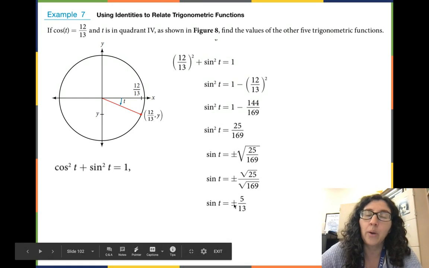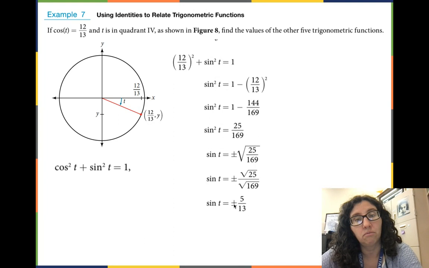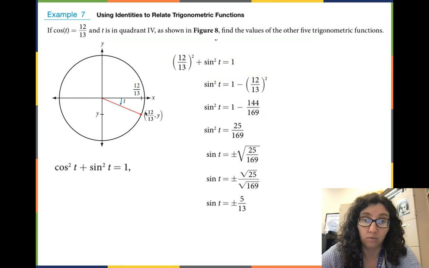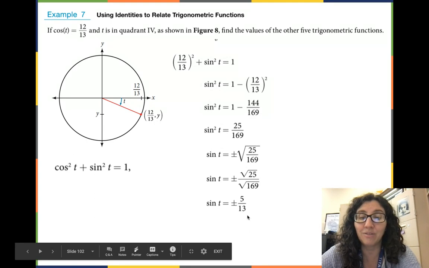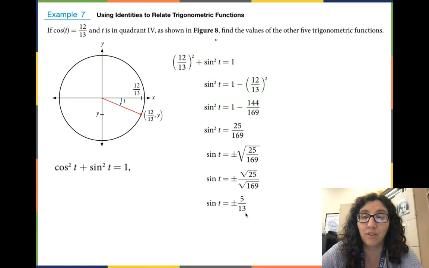And now, is it going to be positive or negative? Well, sine in quadrant 4, remember A Smart Trig Class, sine is negative here. Also, the y value is negative, right? We can see it's down here on the y-axis. So sine of t is going to be negative 5/13.